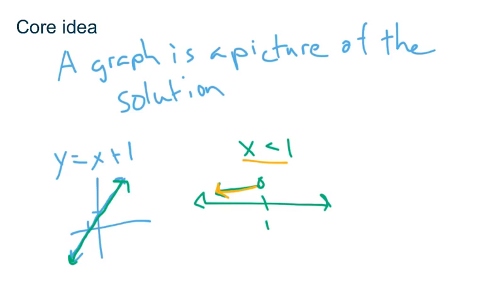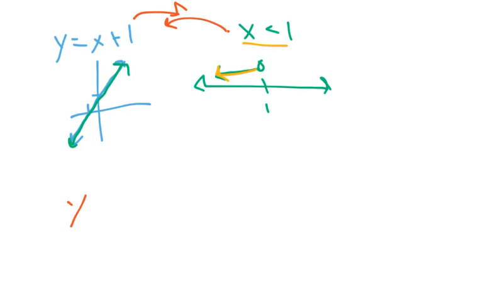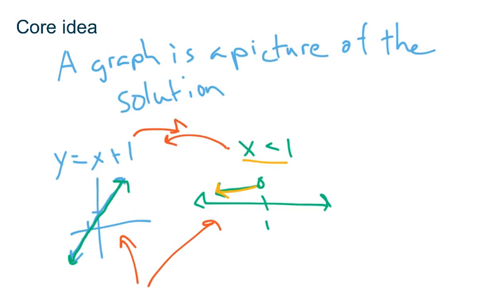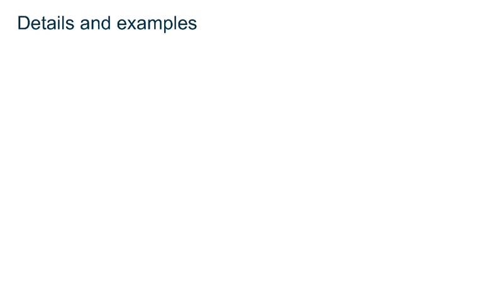The same idea is going to apply here with linear inequalities of two variables. And so what we're doing is we are combining both of these concepts together. So we're going to combine them to where we might have something like y is less than x plus 1. We have two variables in one inequality. And so we're going to borrow ideas and practices from both of these skills. But it all hinges on the idea that, again, a graph is a picture of the solution.